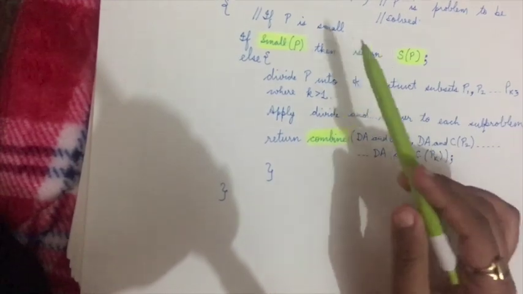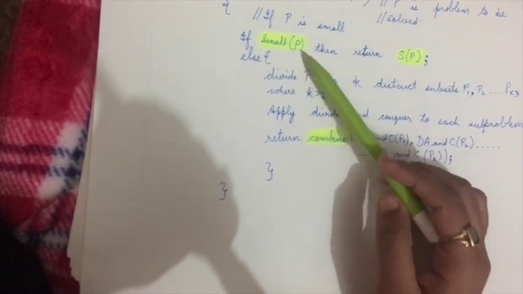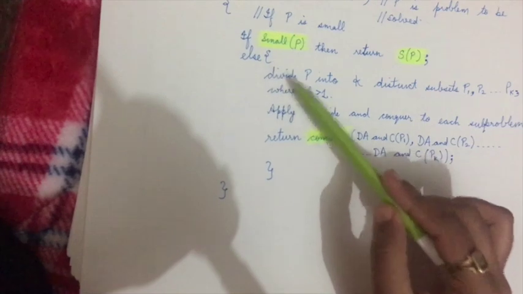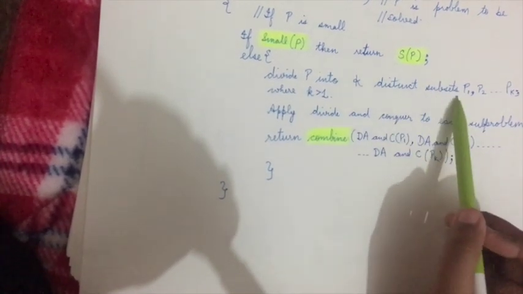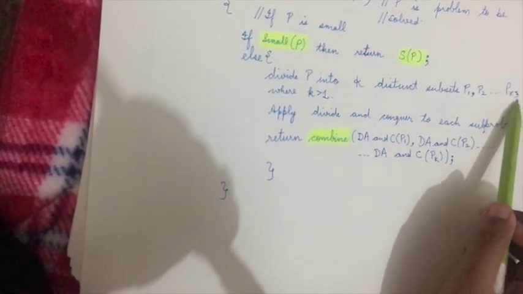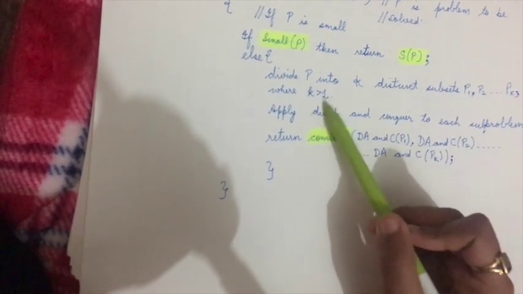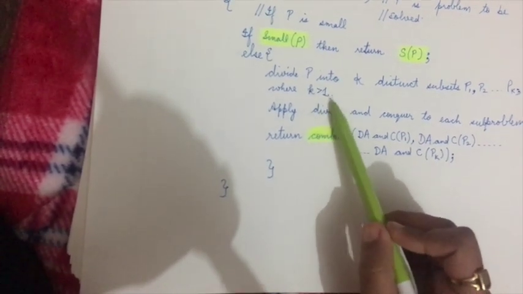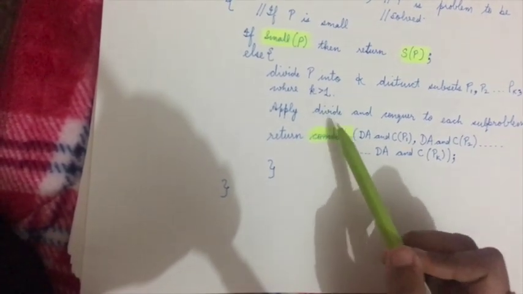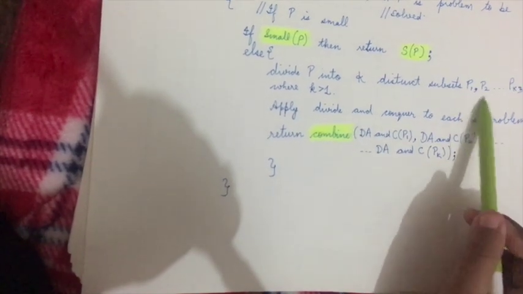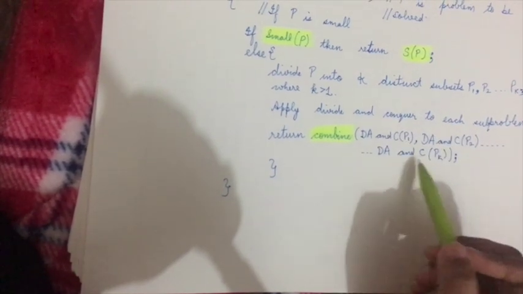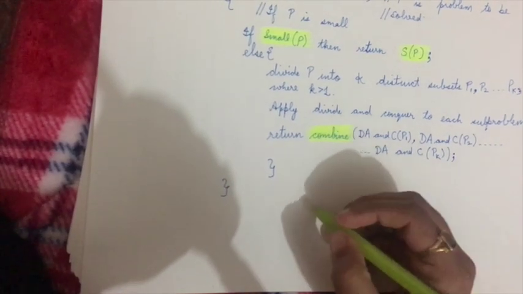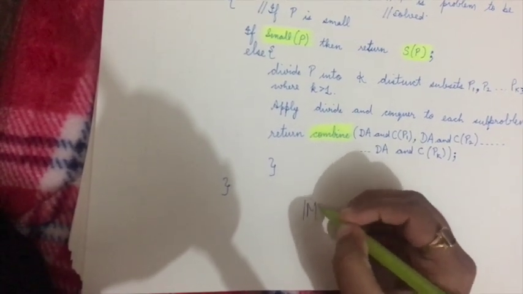So what has happened, I was having a big problem. Okay, if it was small, then I returned the solution. If it was not small, then I divided it into distinct subsets. How many subsets? K subsets, P1 to Pk, where k was greater than 1. Because why? Because we are splitting, and splitting means at least 2. So since it was not small, I'll apply divide and conquer to each of the sub problems. Okay, and then I'll return a combined solution of all the sub problems, which will give me the actual solution.